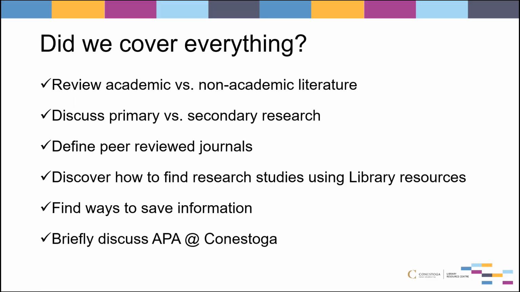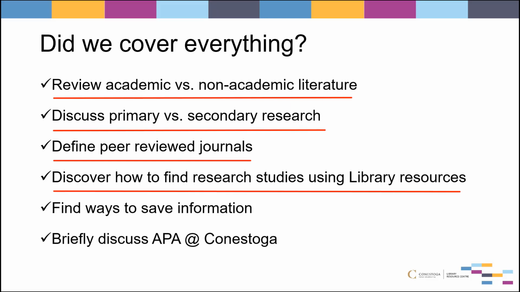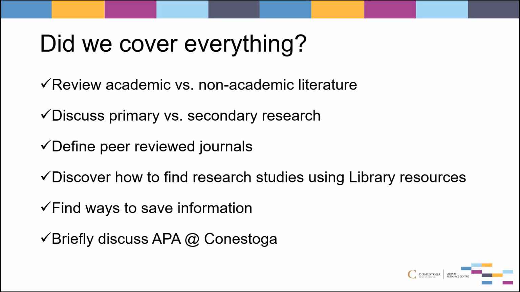Okay, it's time to check our progress again. Have we covered everything that we set out to discuss? Review academic versus non-academic literature? Check. Discuss primary versus secondary research? Check. Define peer-reviewed journals? Check. Discover how to find research studies using library resources? Check. Find ways to save information? Check. Briefly discuss APA at Conestoga? Check. We have just a few more pieces of housekeeping before we wrap up.